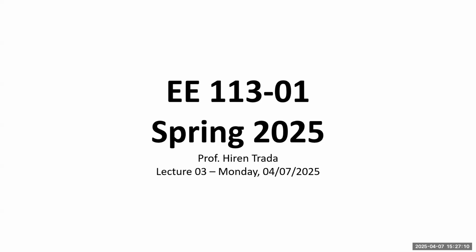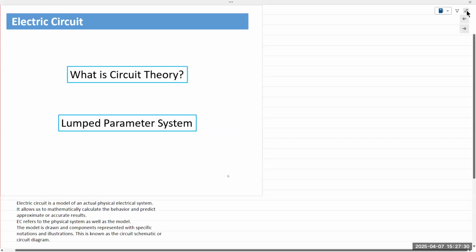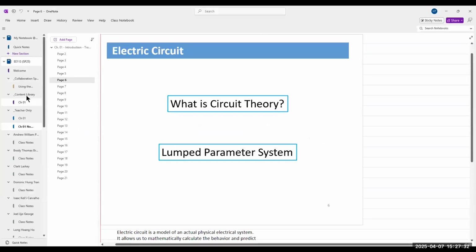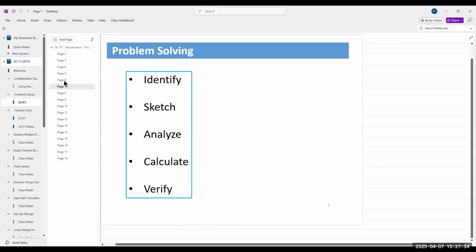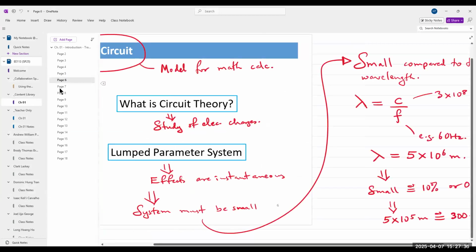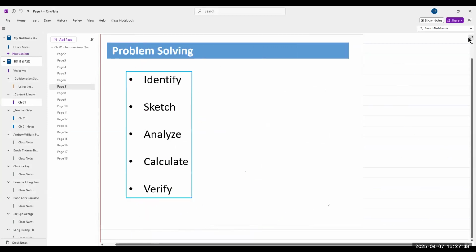Okay, good afternoon. Let's continue with our discussion of the introduction, which is circuit variables. And then we look at circuit elements if we can. I believe we stopped here, circuit theory.